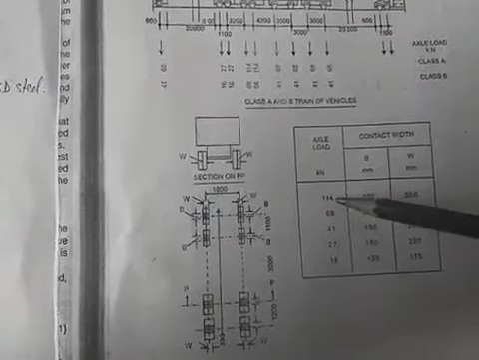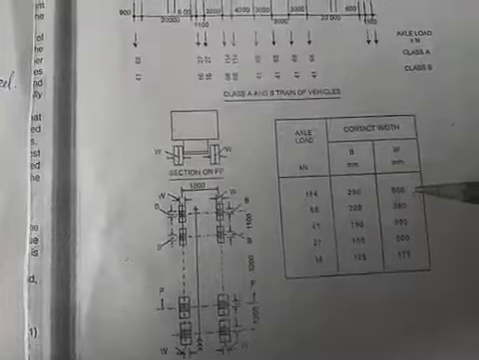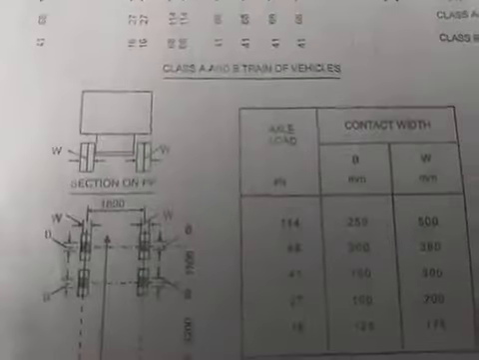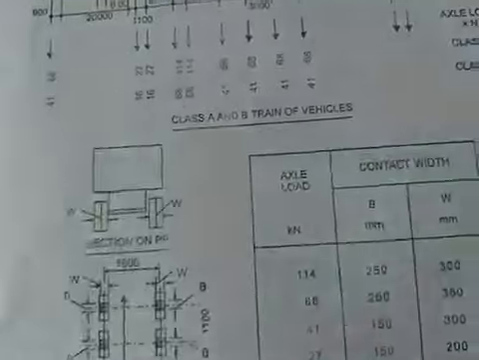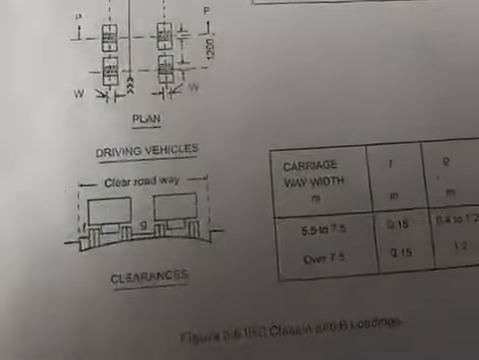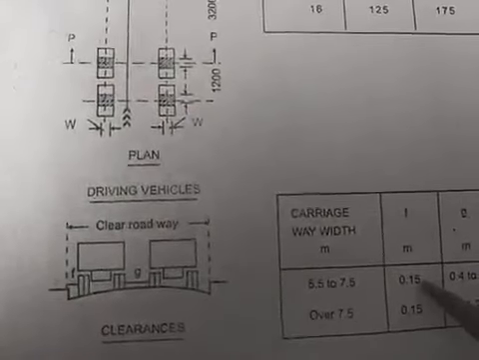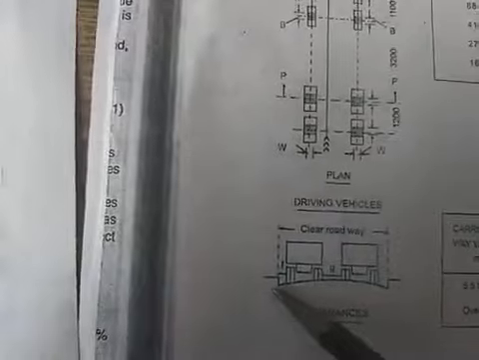It consists of two tires. One tire will give me the value as 57 kilonewton, which has a B value of 250 and W value of 500. So you can see over here. So it has to be placed at a clearance of F. So F is 150 millimeters from the, it is shown here, from the curb.